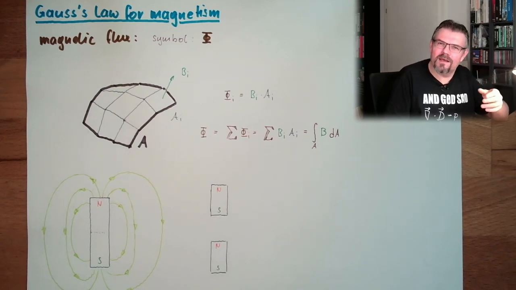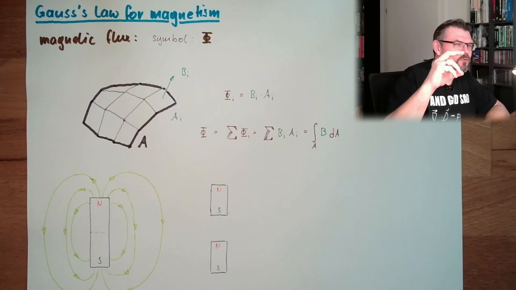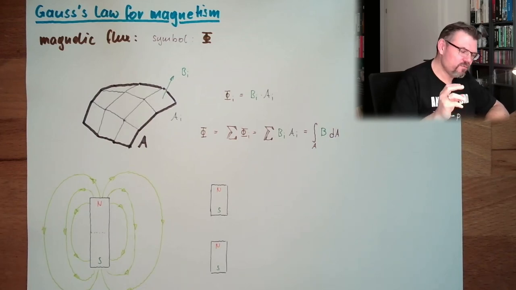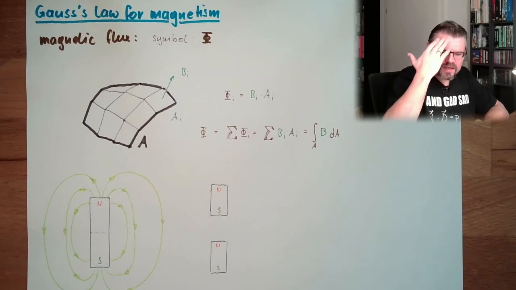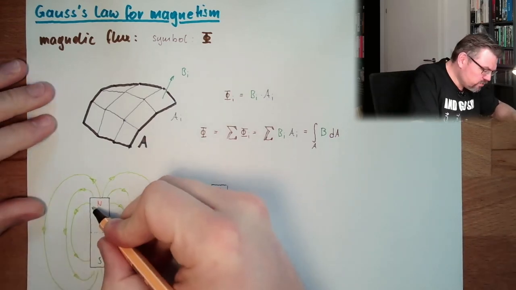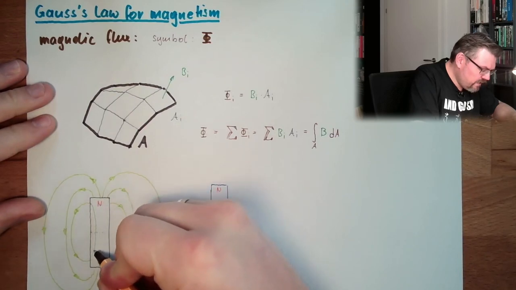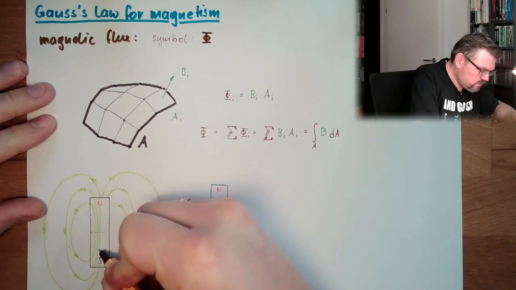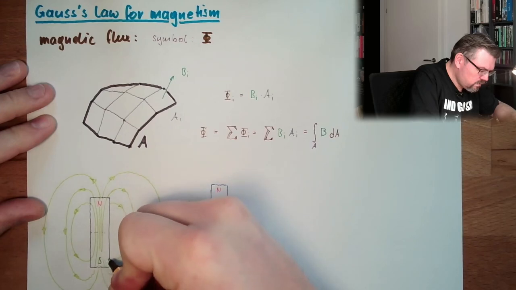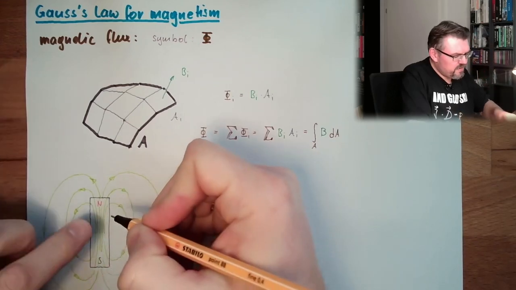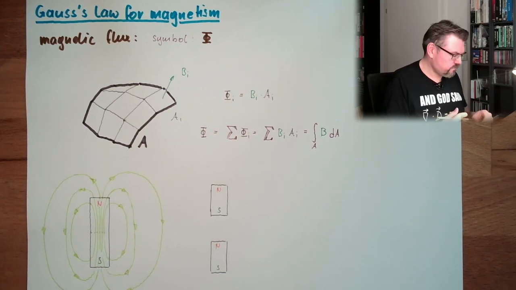There is no monopole, there is no singular north pole. It's always the duality. North and south cannot be separated. There are no magnetic monopoles. There is just these two poles, north-south. So actually, in my mind, I could imagine that those field lines here inside the magnet are closed. These field lines are closed inside the magnet.